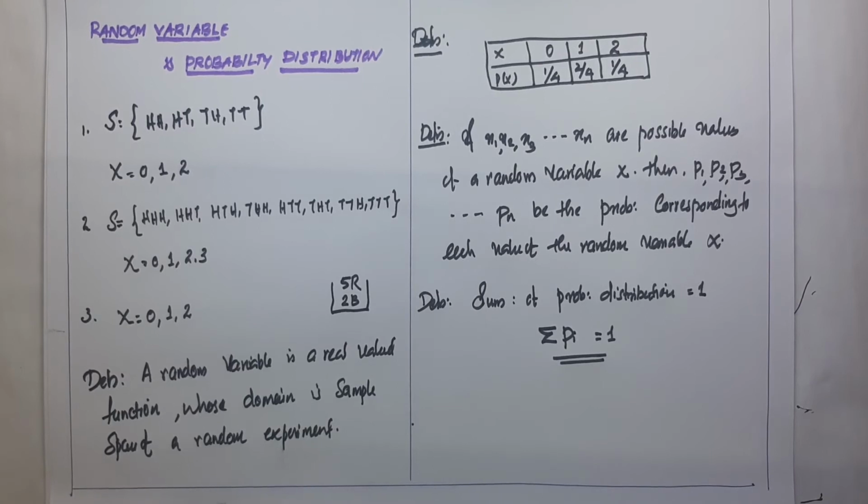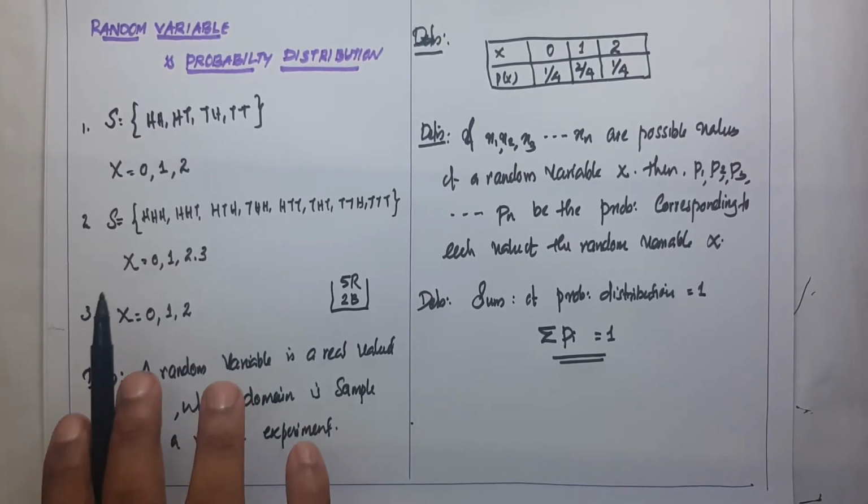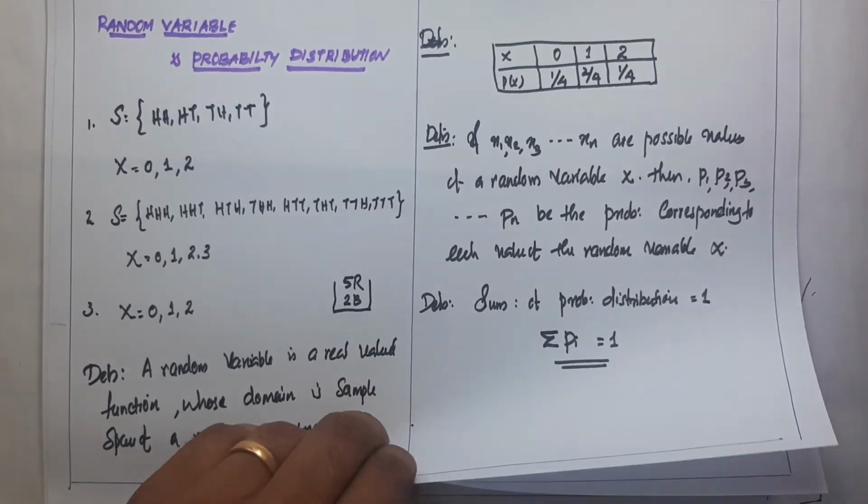Now we will discuss some problems based on this topic. I will repeat one more time. Random variable means the number of possible outcomes of a random experiment is called a random variable. The probabilities corresponding to the random variable is called a probability distribution, and the sum of the probability distribution is always equal to 1. These are the main definitions regarding the topic random variable and probability distribution. Now we discuss some problems based on this topic.